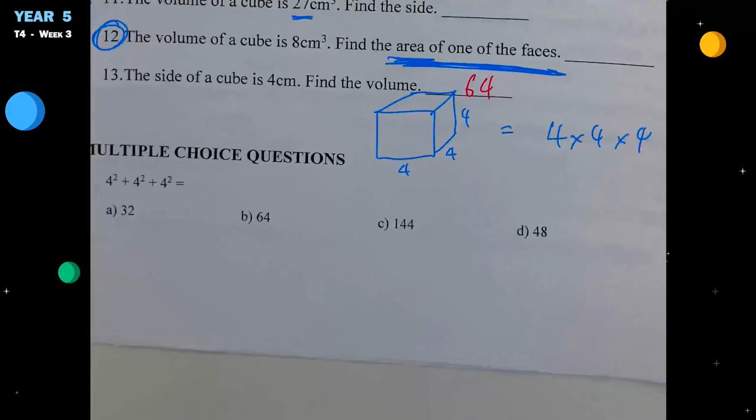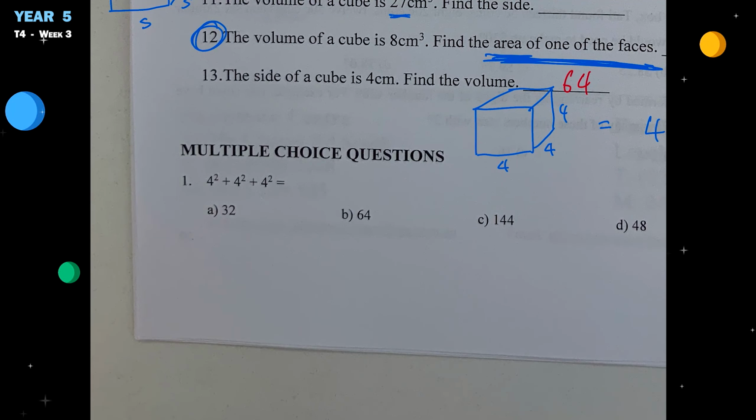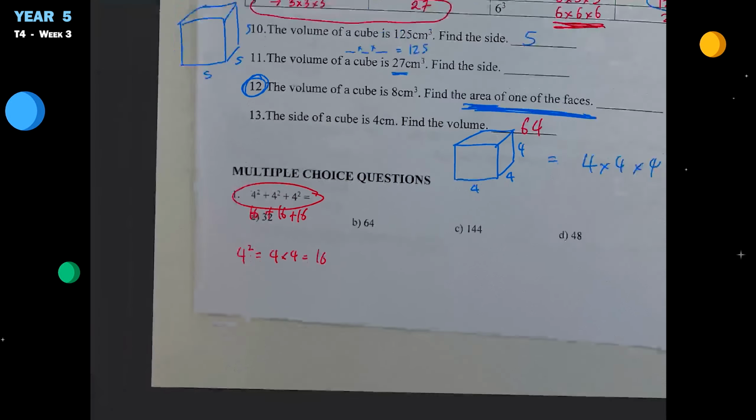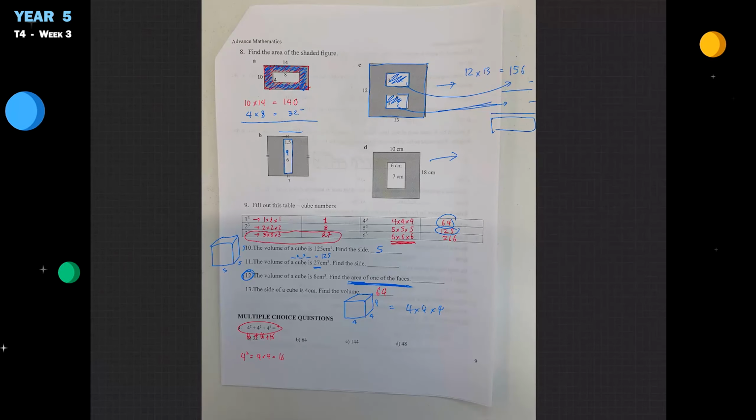Easy. Next one, multiple choice question. All right, 4 squared is just 4 times 4, which equals 16. So add them up. This will be 16 plus 16 plus 16. Work it out. I'm going to the next page.